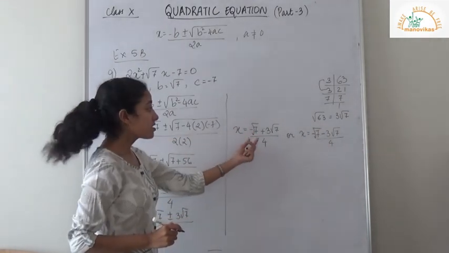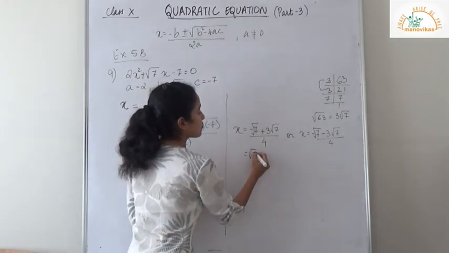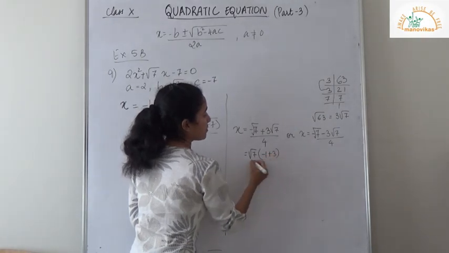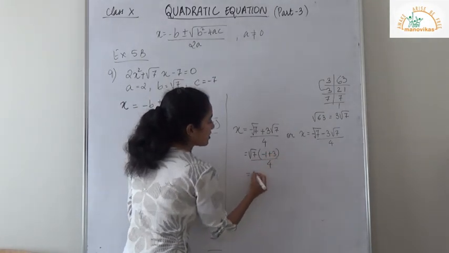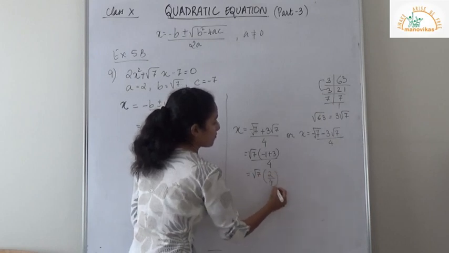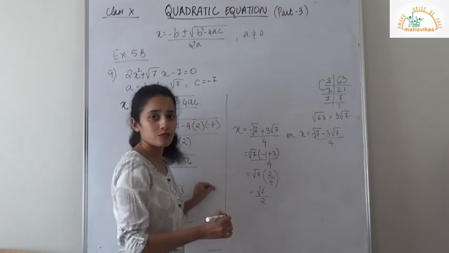Now here, if you are getting confused how to add this, an easier step is you take root 7 common. So I have negative 1 plus 3 divided by 4, which will be root 7 into 2 by 4, which is equal to root 7 divided by 2.